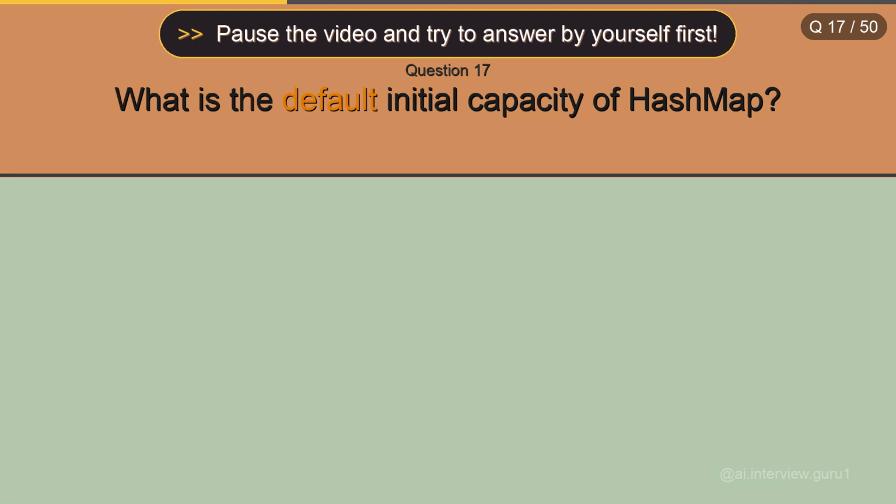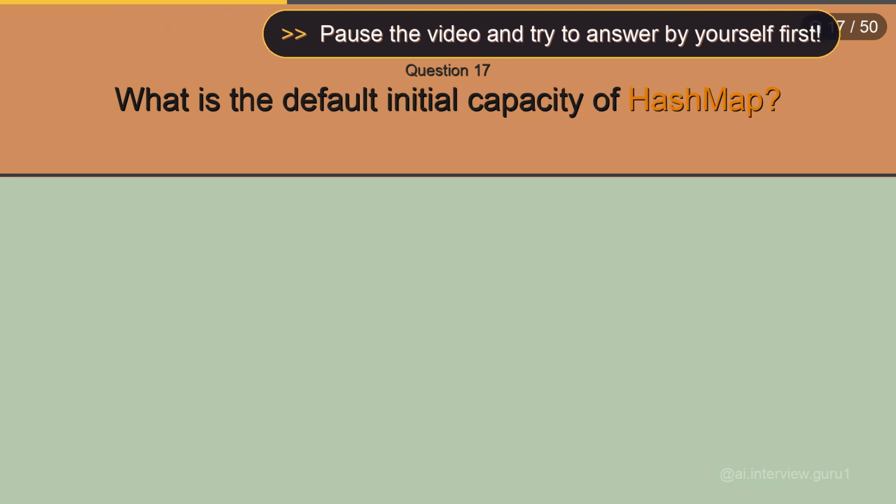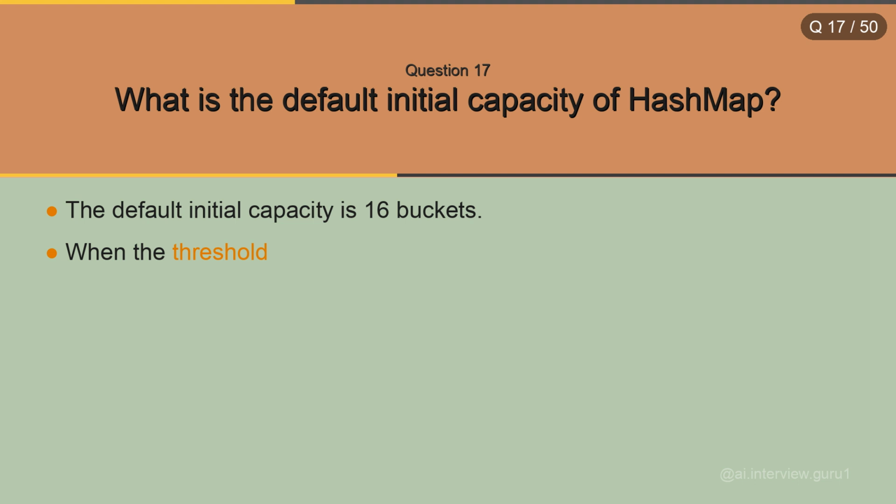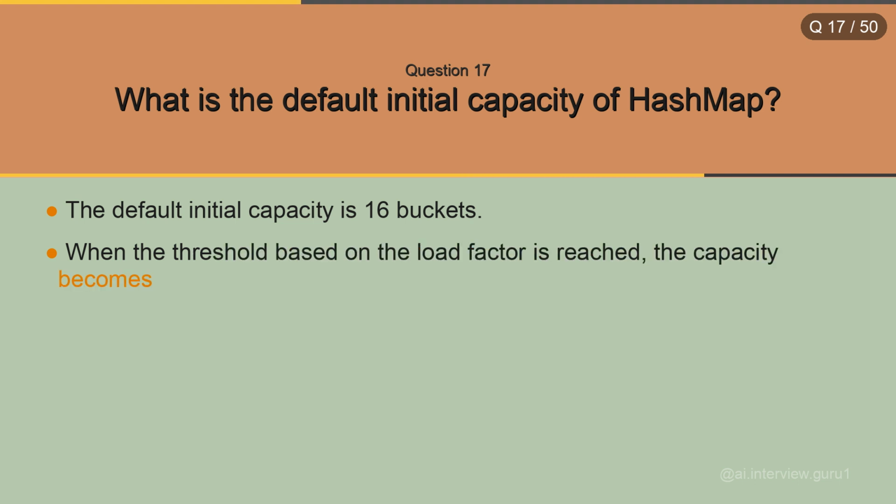What is the default initial capacity of HashMap? The default initial capacity is 16 buckets. When the threshold based on the load factor is reached, the capacity becomes 32, then 64, and so on.